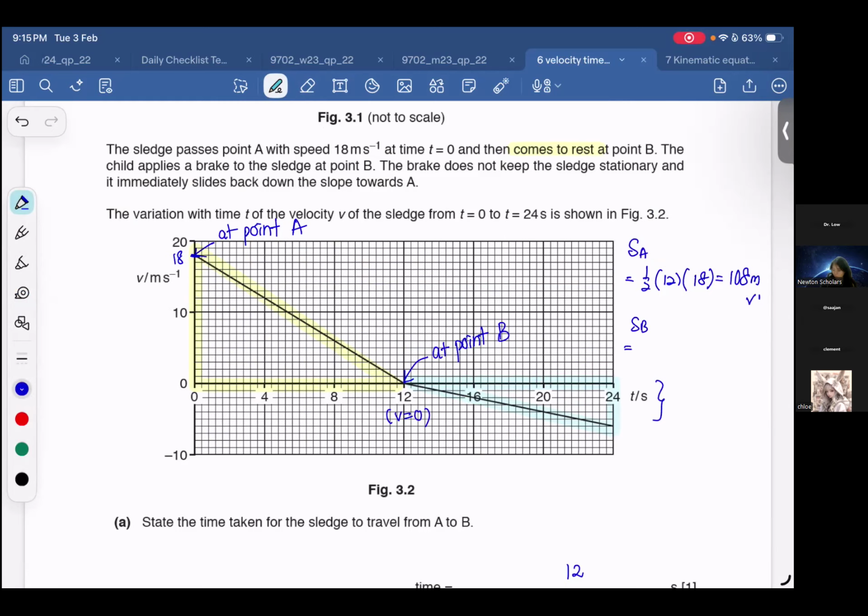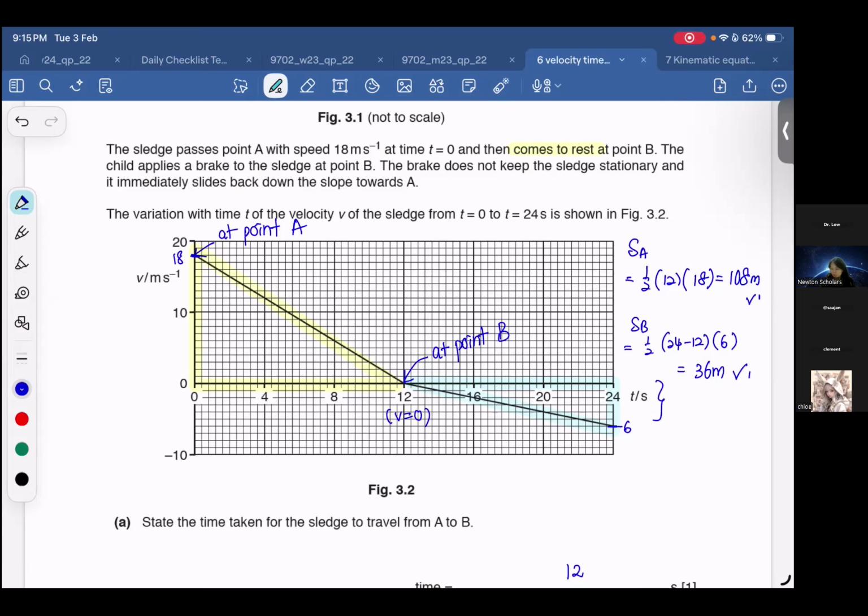Another one is the distance for section A, section B. The bottom part: 1/2, the base is 24 minus 12, times the height. How many is this one? This one should be 6. Yes, 6. So your answer should be 36 meter. If you're able to show 36, or show this working step, you score another 1 mark because you are able to find the distance for that time period.